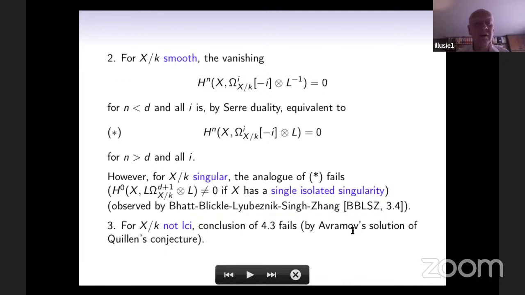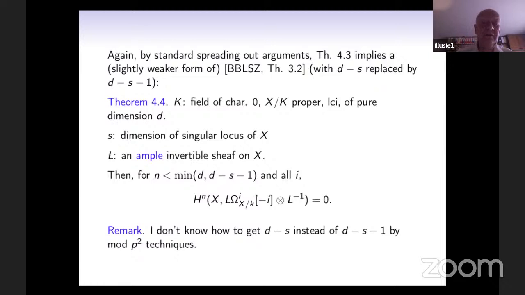By standard spreading out arguments, you get a weaker form of the Kodaira vanishing of Bhatt–Blickle–Lyubeznik–Singh–Zhang, where again it is for n smaller than something that H^n of L^{-1} is zero. The problem is that there is this d minus s minus one, while in their paper they get d minus s. And this is quite a hard question, apparently, to get d minus s.